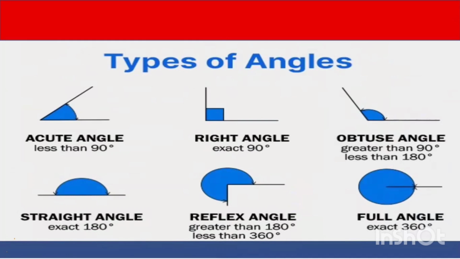Straight angle is exactly 180 degrees, looks like a straight line. Reflex angle is more than 180 degrees but less than 360 degrees. It is also called a bigger turn.